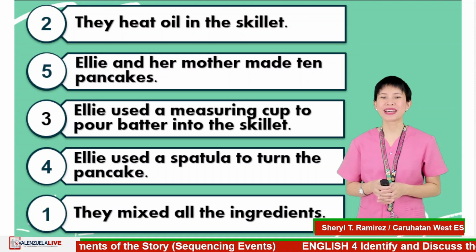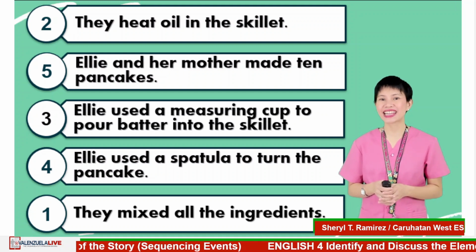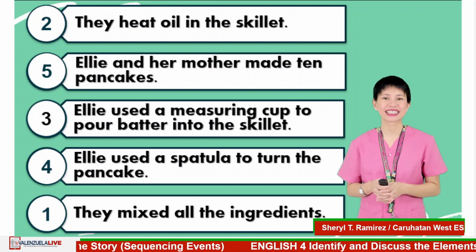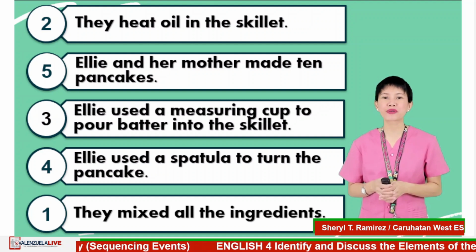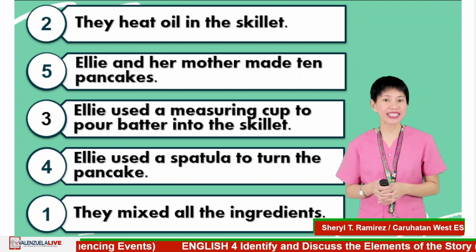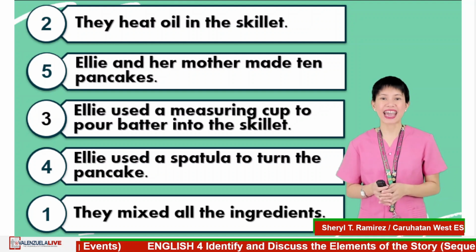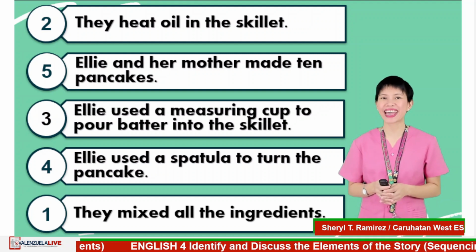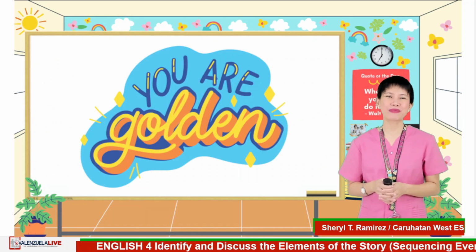First, they mixed all the ingredients, right? Second, they heat the oil in the skillet. Third, Ellie used a measuring cup to pour batter into the skillet. Fourth, Ellie used a spatula to turn the pancake. And lastly, Ellie and her mother made 10 pancakes. You are golden. Keep up the good work.